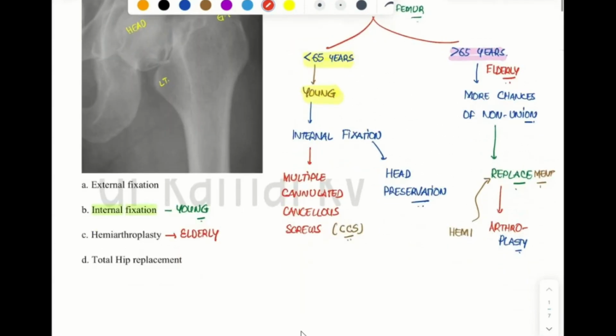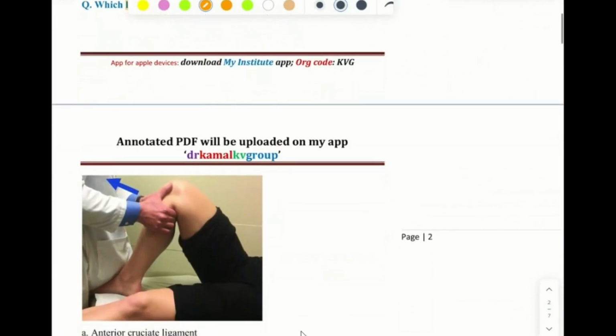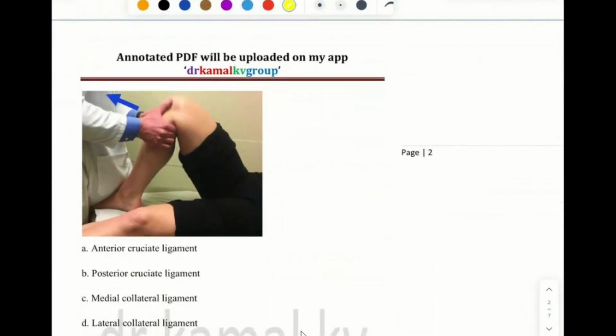Then moving to the next question, which is an image based question, and it is being asked which ligament is tested in the given image. Now look here, what we can see is that the patient is lying over the couch, right? The patient is lying over the couch, the hip is flexed and the knee is flexed. Clear? Now the patient has stabilized the lower limb by putting some weight or sitting over the foot. And now what he is doing, he is trying to pull the upper part of the tibia forward.